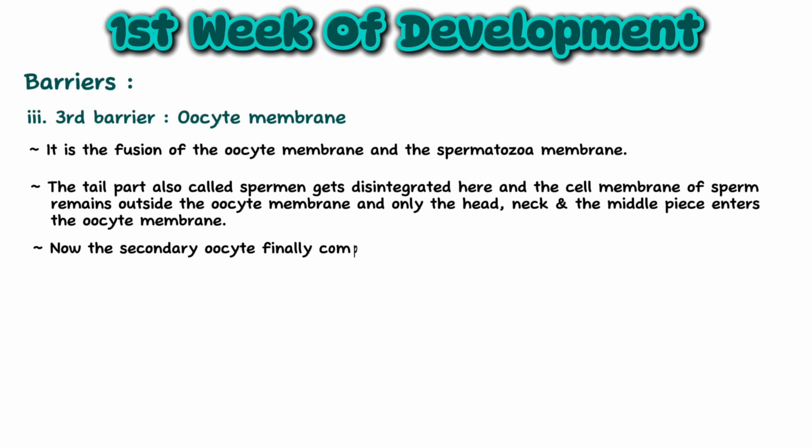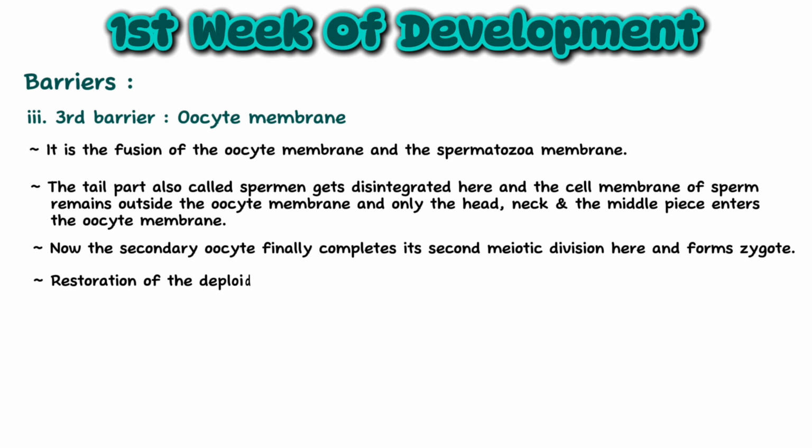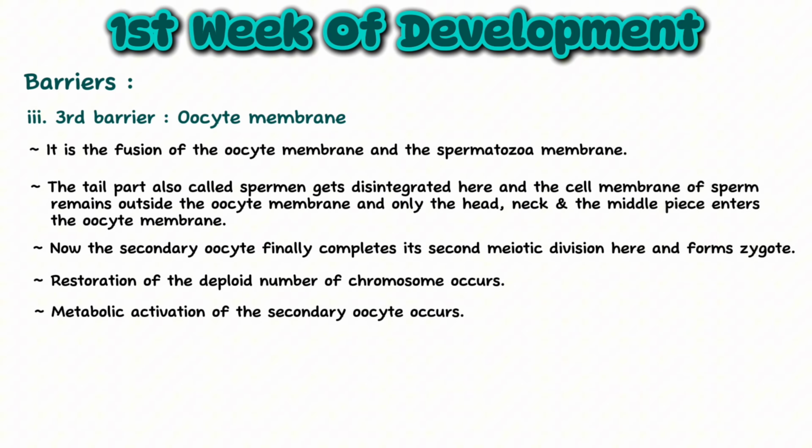Now, after finally crossing all these barriers, the sperm finally fertilizes the ovum and the secondary oocyte completes its second meiotic division and forms the zygote. Restoration of the diploid number of chromosomes occurs and metabolic activation of the secondary oocyte occurs.